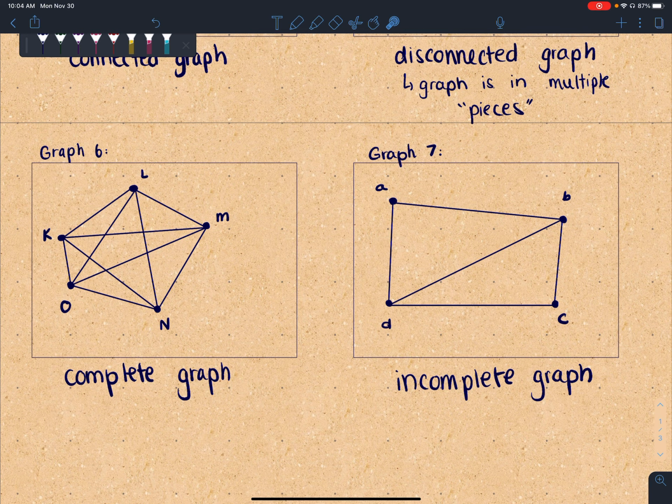An incomplete graph is a graph where there is at least one set of vertices that are not connected to each other directly. So I could get from A to C by doing this long journey from A to D to C or A, B to C, but there is no direct route from A to C. And because of that, this graph is incomplete.